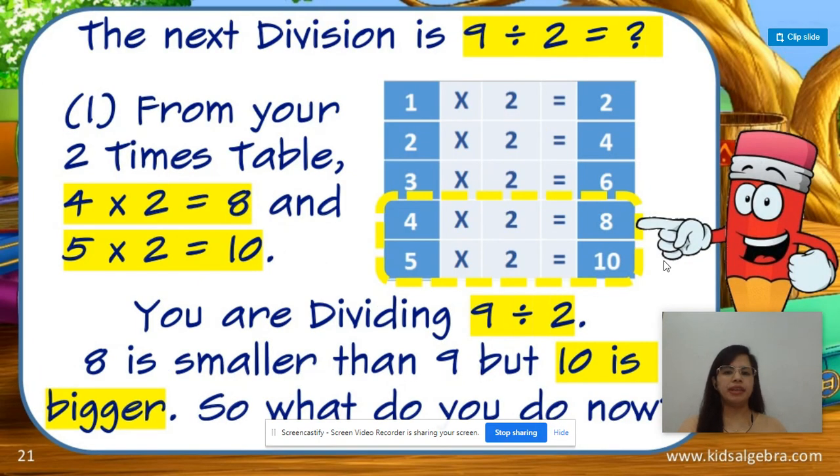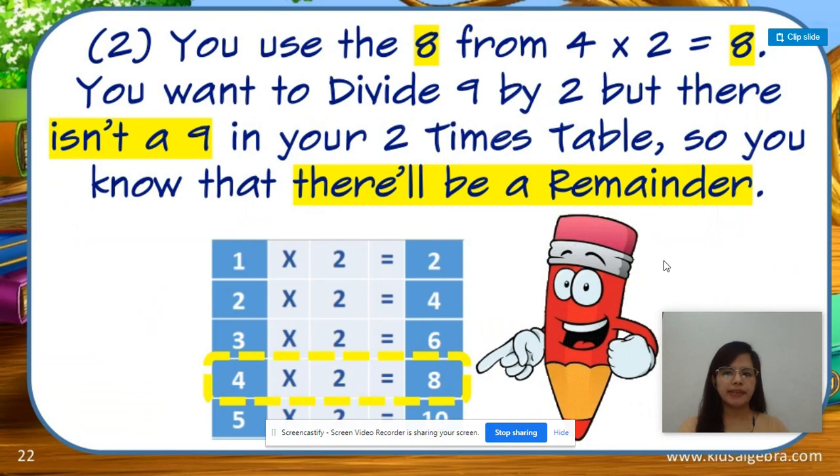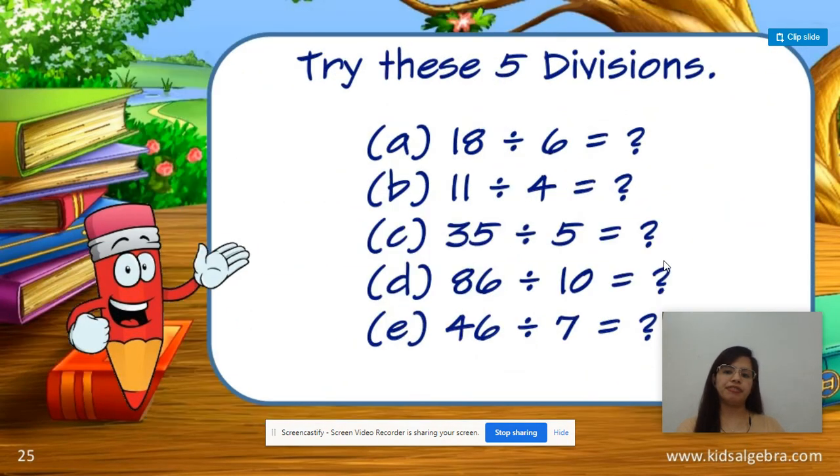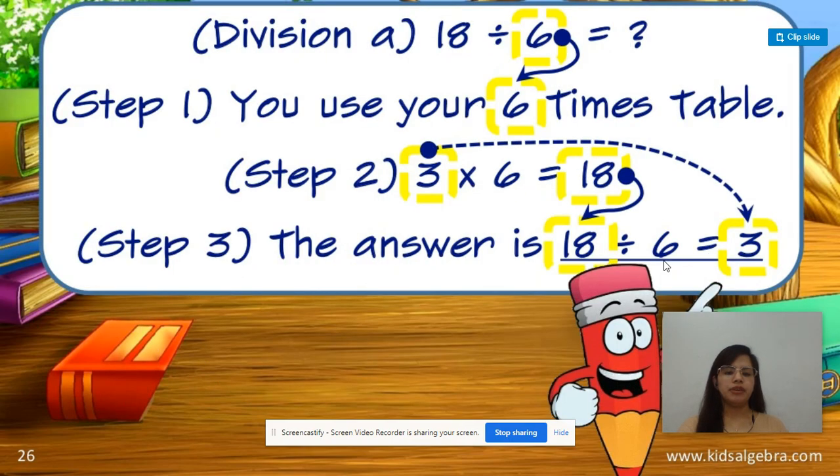Let's proceed. The next up, we will skip this example. Let's go to the next one. So let's try these 5 divisions. So let's start with 18 divided by 6. Again, step 1, what's the times table to use?